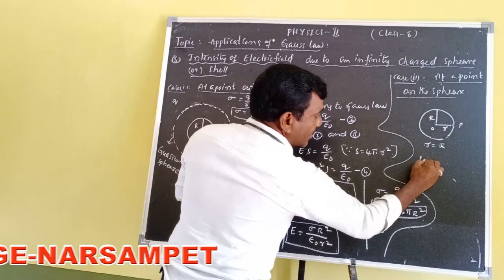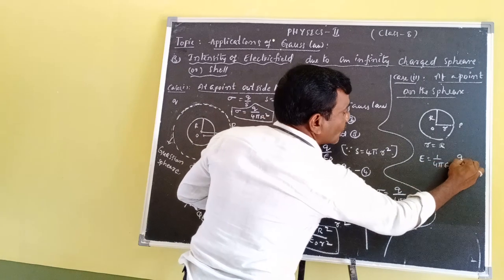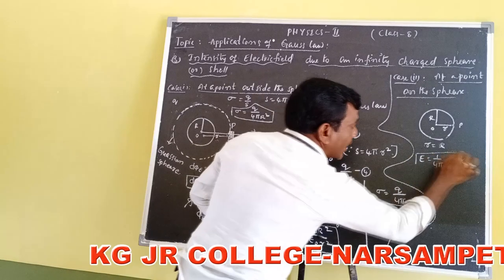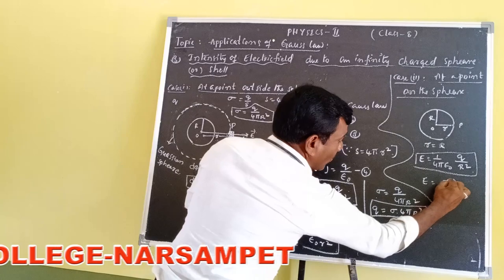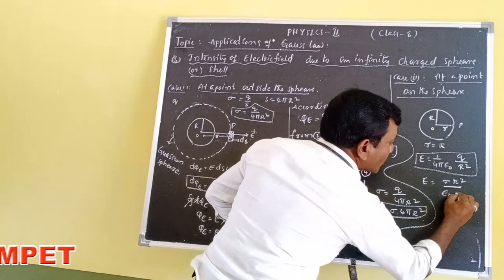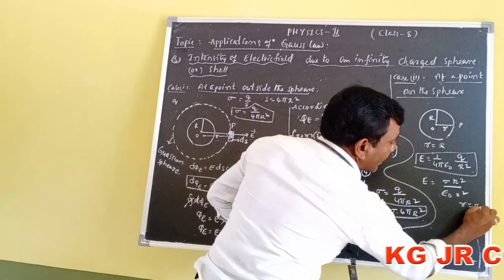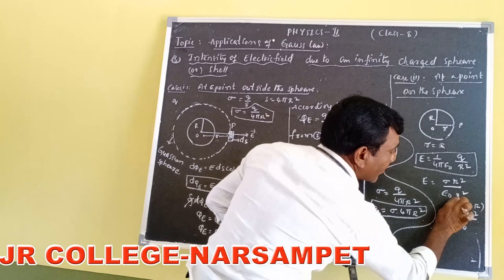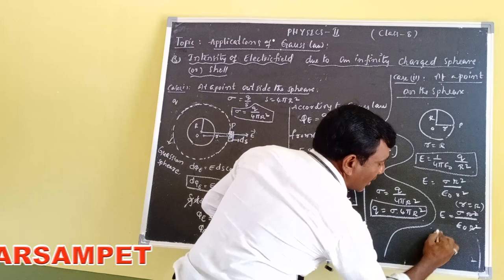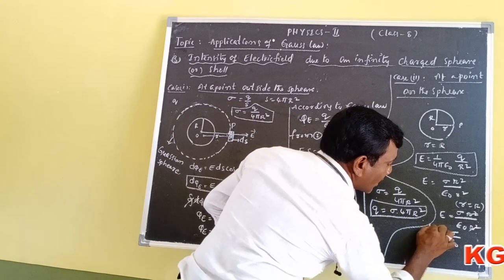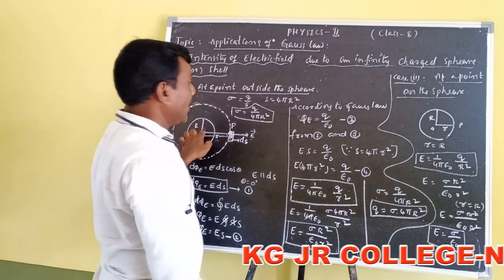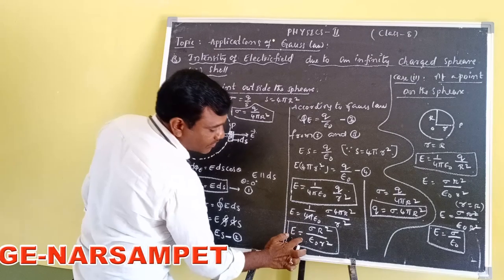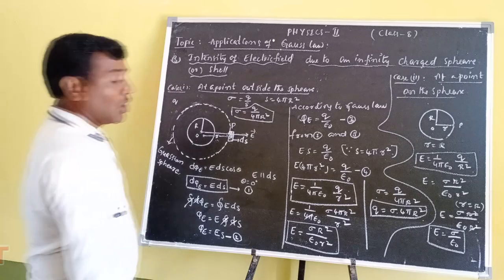If you know this equation, then E is equal to 1 by 4 pi epsilon naught q by r square. Now small r is equal to capital R, so it becomes capital R square. Another equation: E is equal to sigma R square by epsilon naught r square. But from this figure, small r is equal to capital R. Now E is equal to sigma R square by epsilon naught R square, the R square cancels, and finally the remaining equation is sigma by epsilon naught. This is the intensity of electric field due to the sphere at a point on the sphere, equal to sigma by epsilon naught. Outside the sphere, at any point, it is sigma R square by epsilon naught r square.